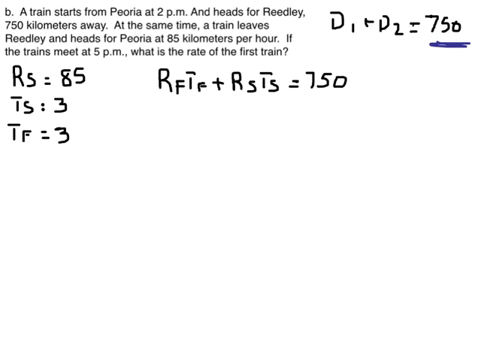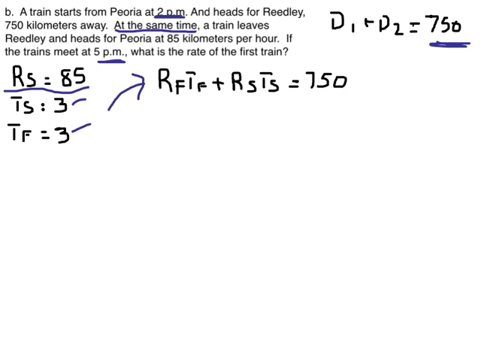So we know the rate of the second train is 85. We can figure out the time because both of them left at the same time. Both of them left at 2 p.m. and traveled until 5 p.m. So that is a total of 3 hours. They both traveled for 3 hours. Our master equation, RFTF plus RSTS equals 750.